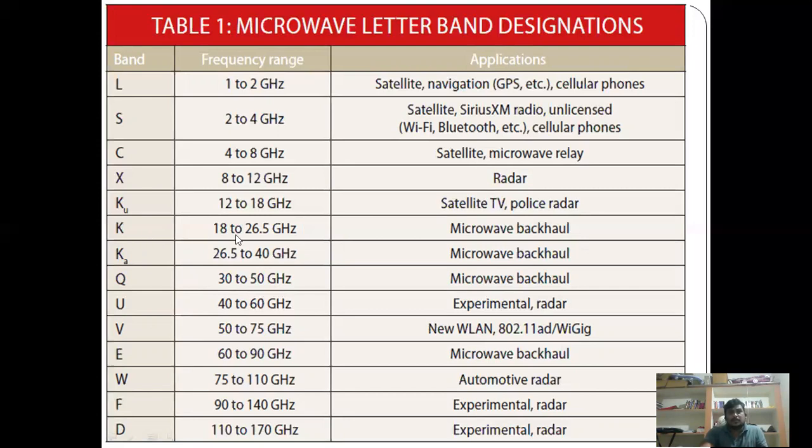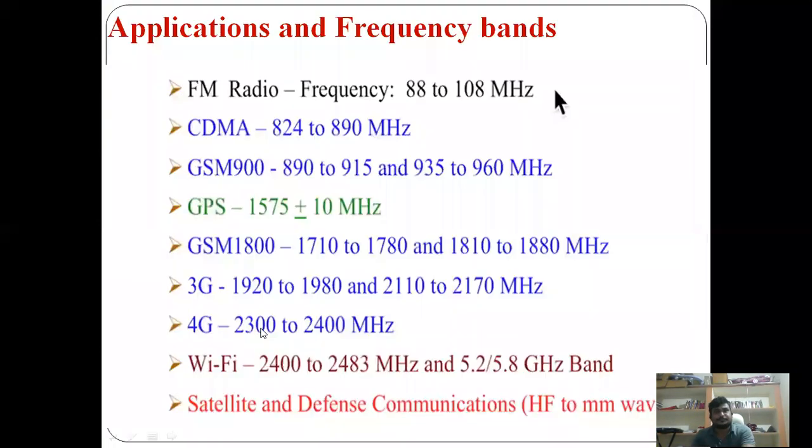Coming to K band, 18 to 26.5 gigahertz, for microwave backhaul. Ka band, 26 to 40 gigahertz, for microwave backhaul. Generally we are considering up to Ka, and we also have bands above Ka: Q, U, E, W, F, D, up to 110 gigahertz. For WLAN and 802.11, we are going to use the V band, 50 to 75 gigahertz.